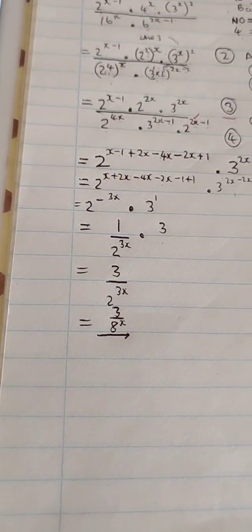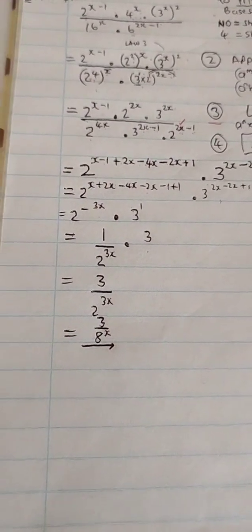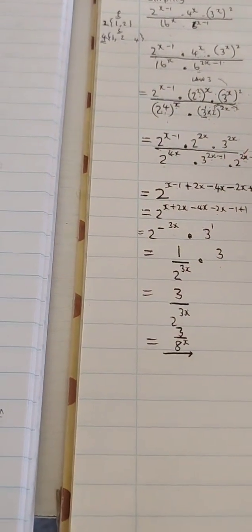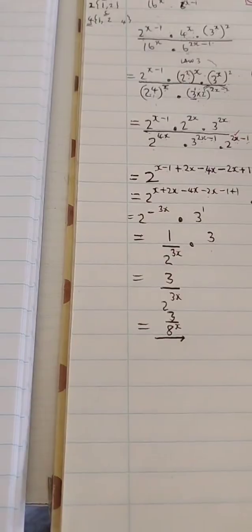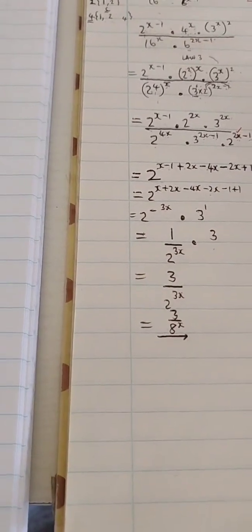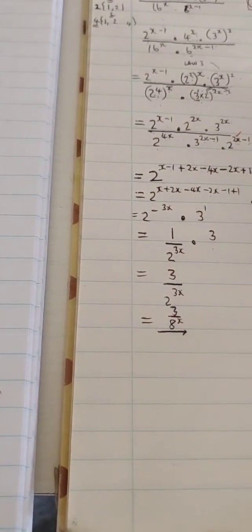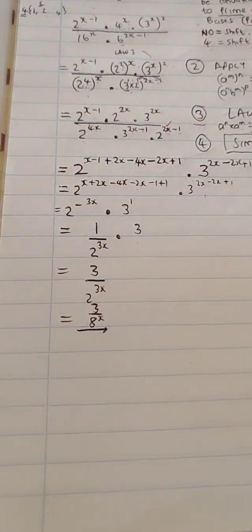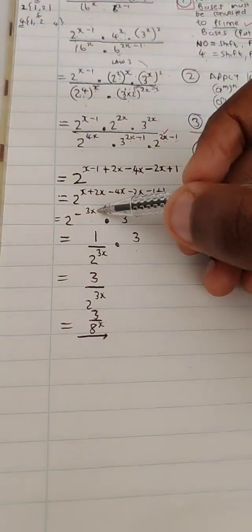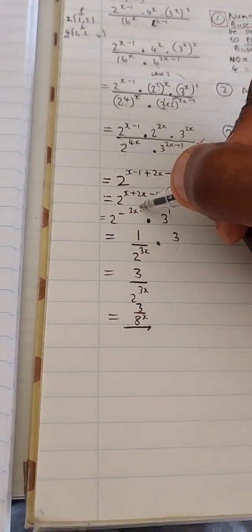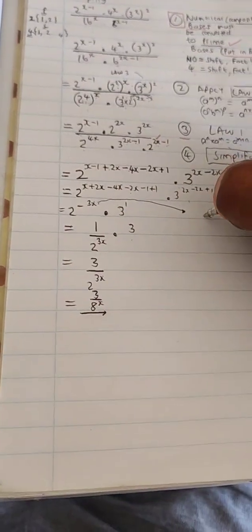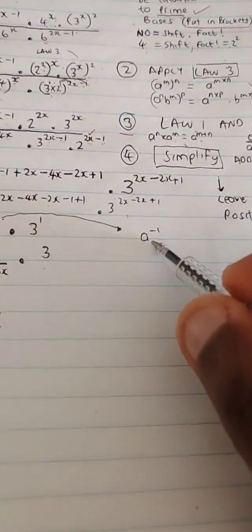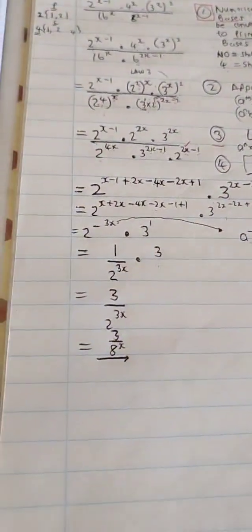We leave our answer in positive exponents. So what did I do here? Here I applied that law that says when a base is raised to a negative exponent, the answer is 1 over a to the power n.